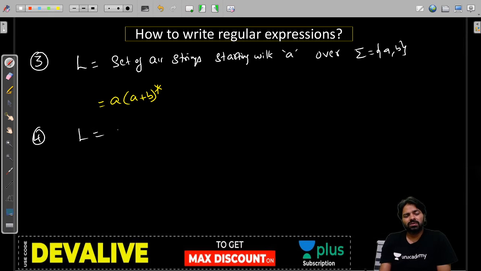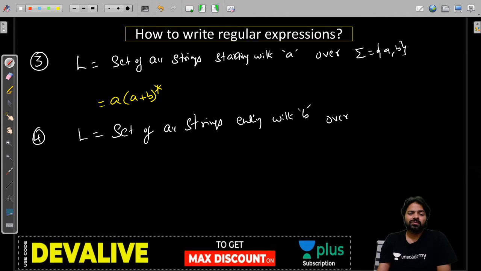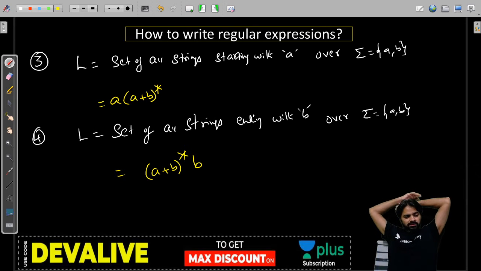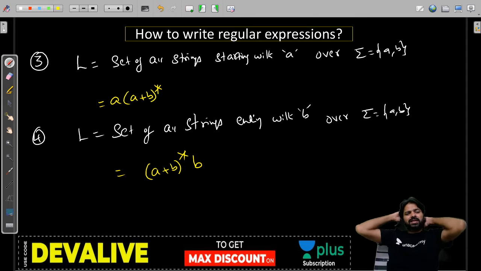If I say L is equal to the set of all strings ending with B, over the same sigma. What is the expression, guys? Ending with B, and before that anything. Yes, a plus b whole star B. Yeah, these are very easy expressions.